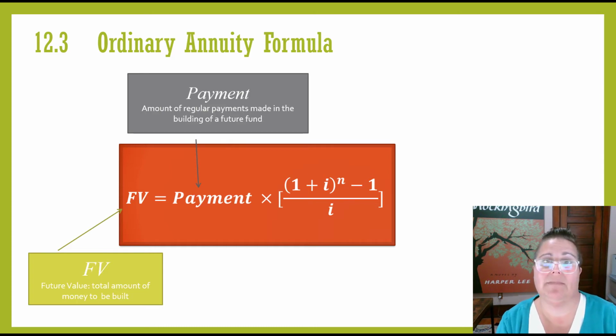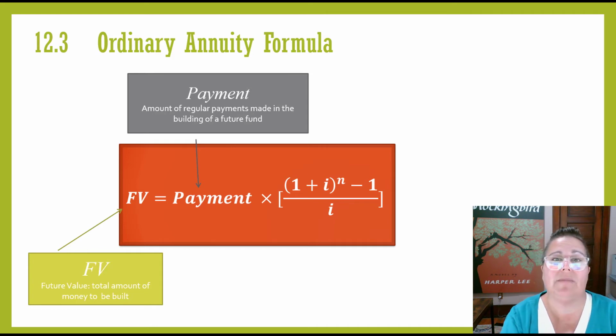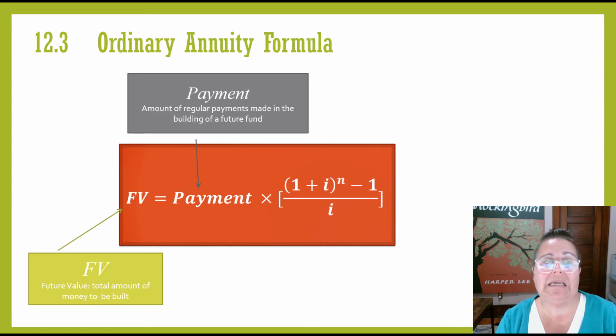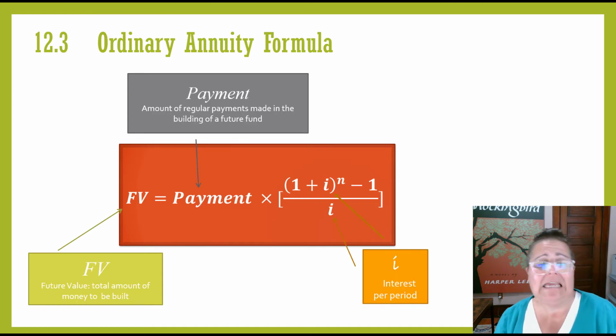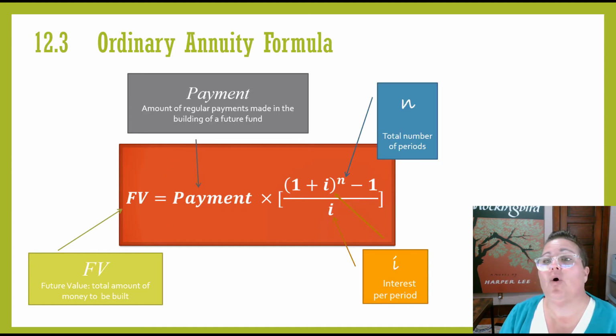You know this amount. When you use the ordinary annuity formula, you know the amount of payment. You know how much you have to put away each month, or you know the amount of money you're receiving each month. The I is the interest per period, the same as we found before, but you want to make sure for the formulas that you're putting it in as a decimal. The N is the total number of compounds, all right? N is your total number of compounds.